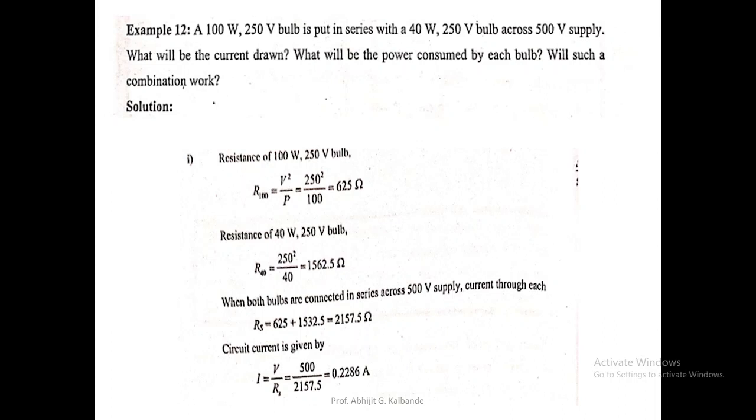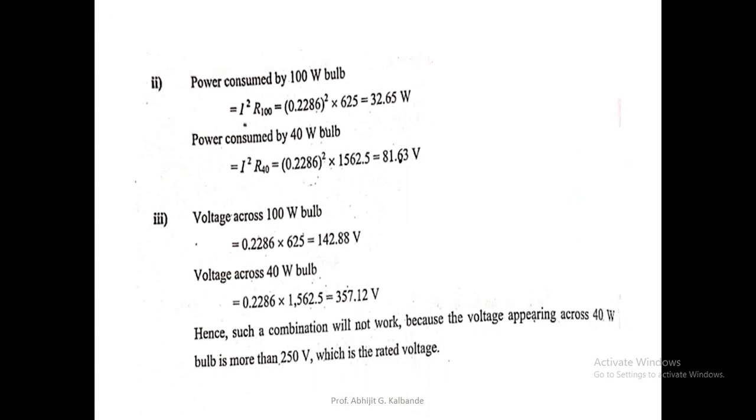Now, when both the bulbs are connected in series across the 500 volt supply, the total resistance will be 625 plus 1562.5, which equals 2187.5 ohms. Then the circuit current is given by I equals V by R. So we put the values and find the current. After finding the current, we are asked to find how much power is consumed. So further we will use the formula P equals I square R. Here I put the value of current I and the resistance for the 100 watt bulb, 625. Just put the values and get the power for the 100 watt bulb as well as for the 40 watt bulb.